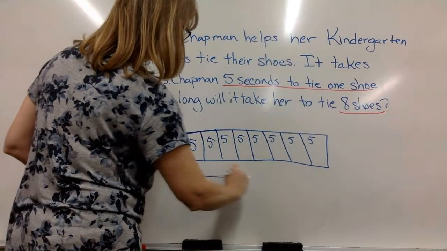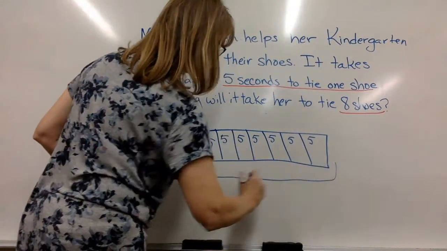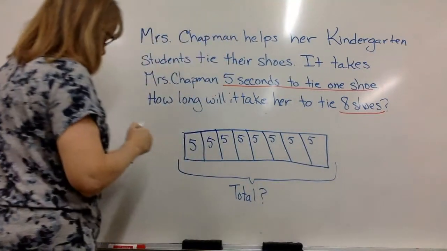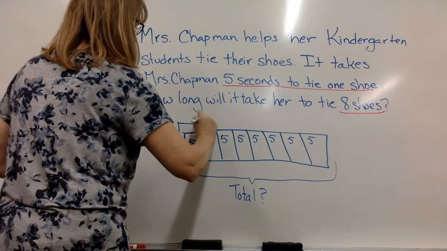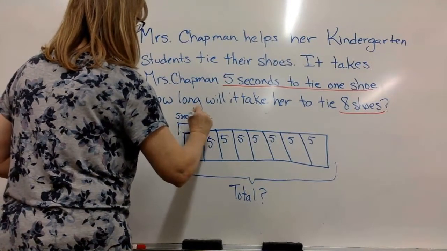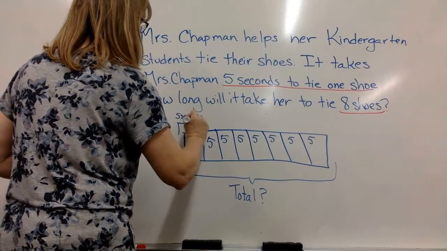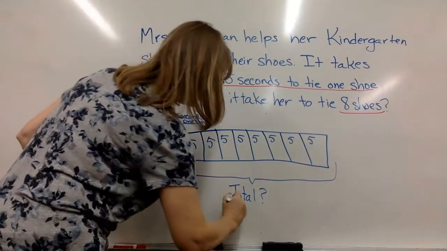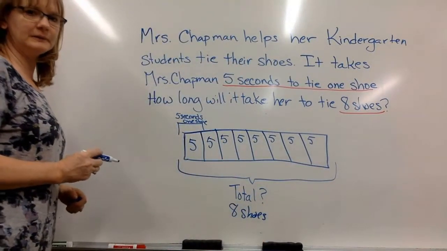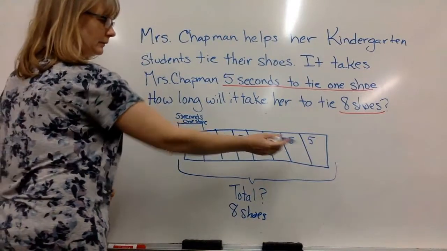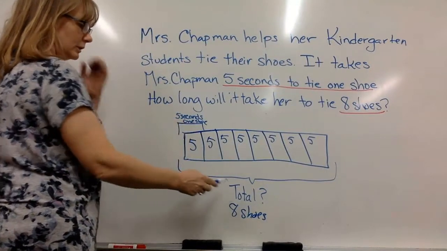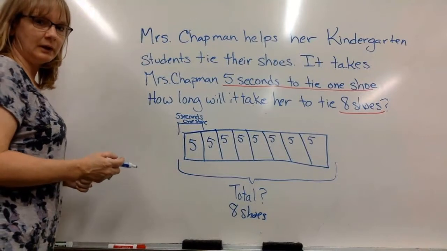We want to know what the total is. We know that it takes 5 seconds for 1 shoe. And we have 8 shoes. Tape diagram look right? 8 shoes, 5 seconds each. So we have 5 seconds here. We're looking for the total. How long is it going to take? Let's count by 5s.